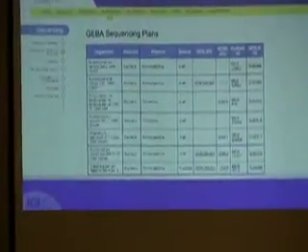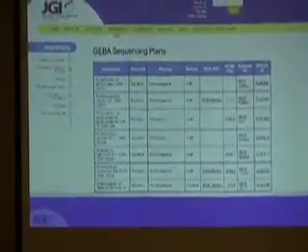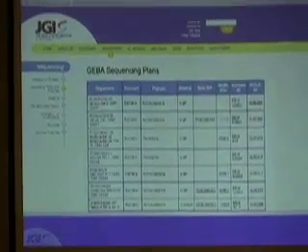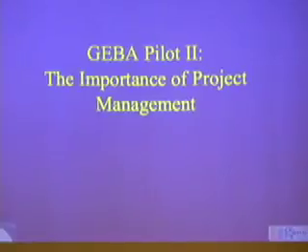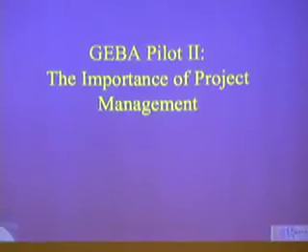So the list of the organisms being sequenced is available on the JGI homepage. There's a GEBA sequencing list page, and they're also in Genomes Online. And then what I'm going to tell you for the rest of the time is sort of how the project has worked out and what we've been doing in the project.